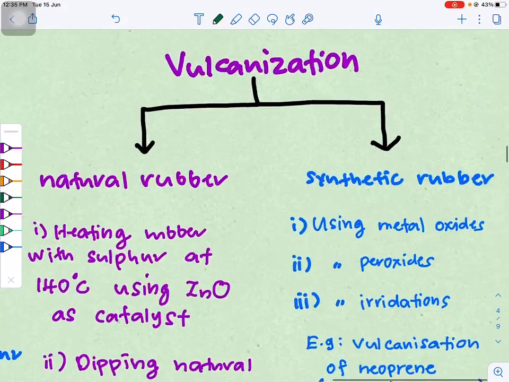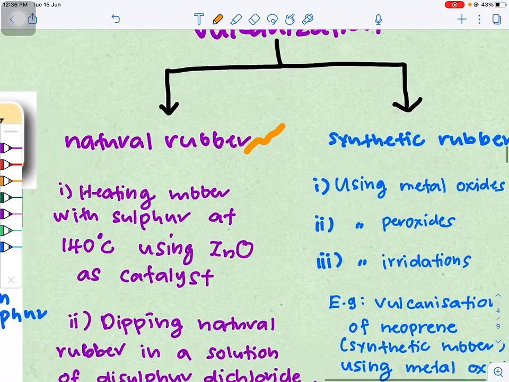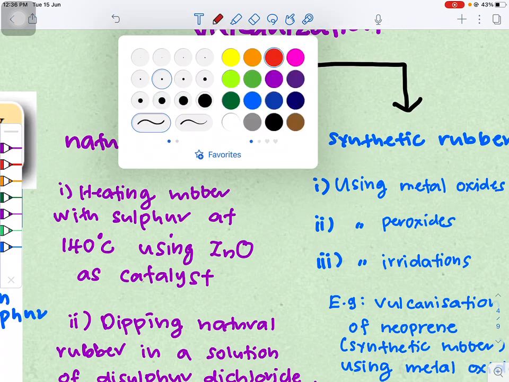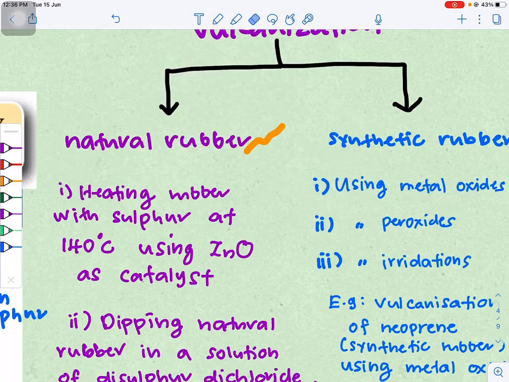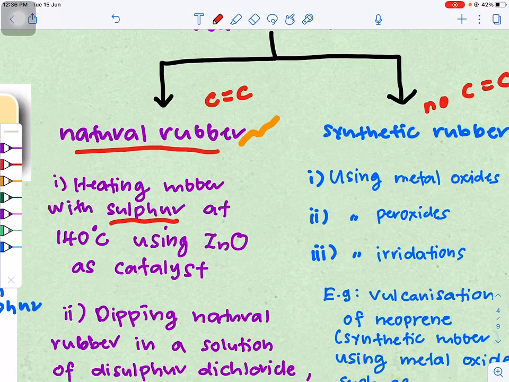Vulcanization is the process to treat the rubber. We have two types of rubber. You need to check what type of rubber. If your rubber is natural rubber, you can have two methods. What is special about natural rubber? Natural rubber contains carbon-carbon double bonds. Synthetic rubber has no carbon-carbon double bond. Okay, so for natural rubber, to vulcanize it will involve sulfur.